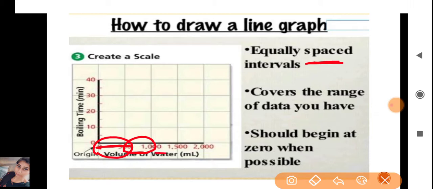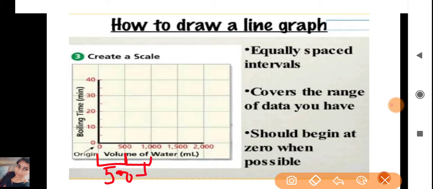Then one box is a value, one box is a value. Every time I'm keeping one box, and just see here, it is 0 to 500, so the difference is 500. Here it is 500 to 1000, again the difference is 500. Then 1000 to 1500, the difference is 500. 1500 to 2000, again the difference is 500. That means everywhere I'm leaving one box on the x-axis, and I'm talking about the x-axis right now, each box on the x-axis represents a difference of 500.